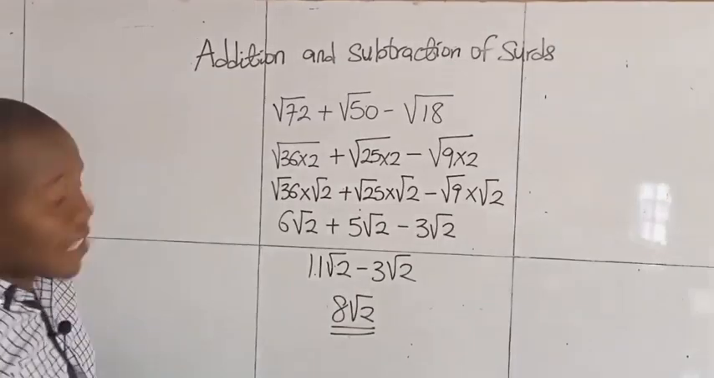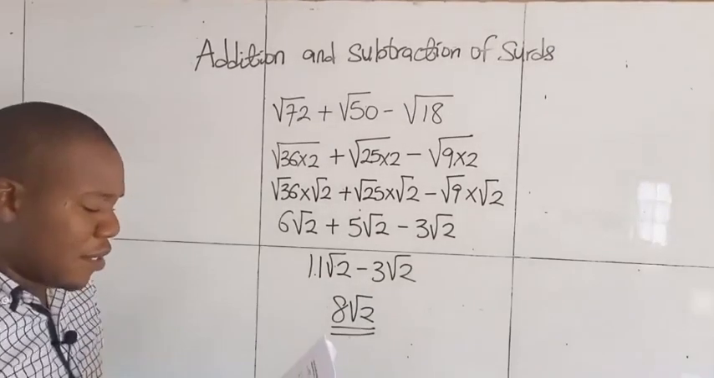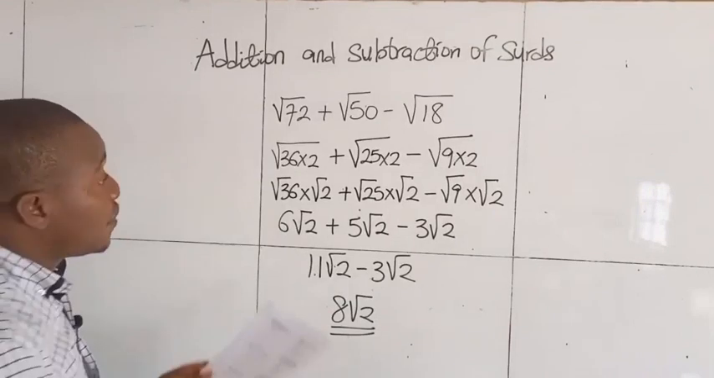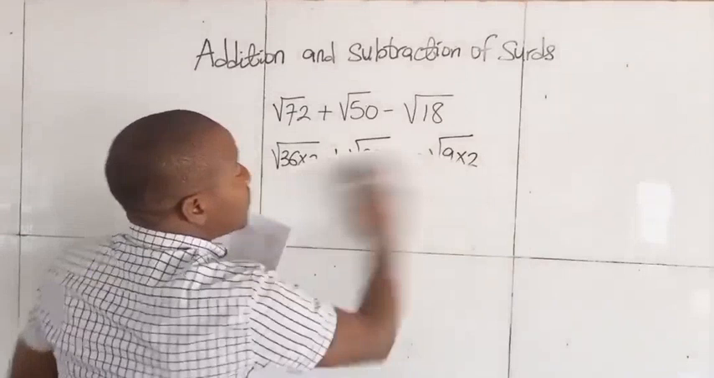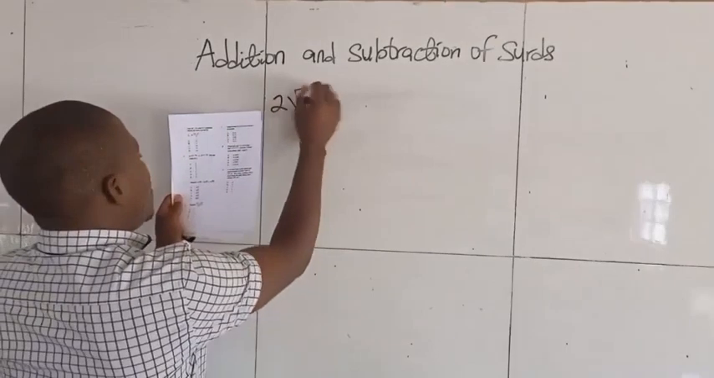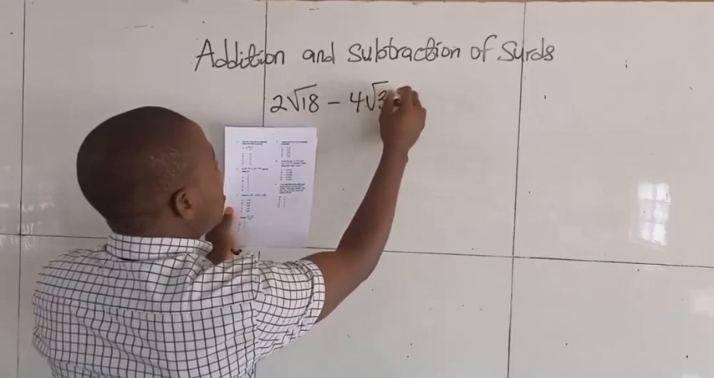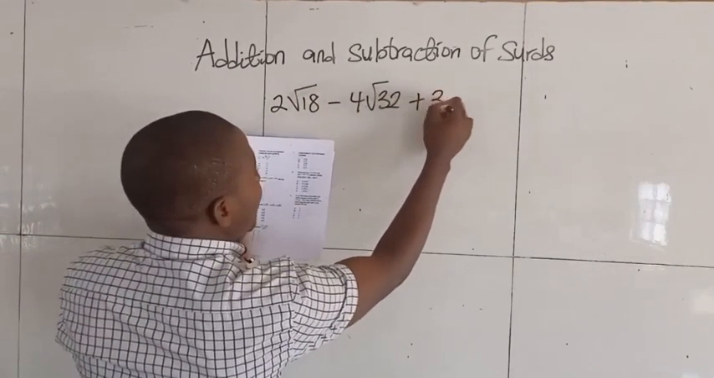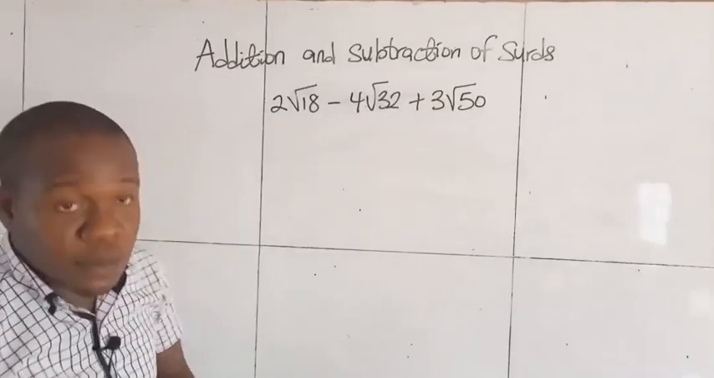I want us to look at another question very clearly. This is a NECO question this year. Objective question number 5. Very quickly, I will do that as fast as possible because of time. We have 2 root 18 minus 4 root 32 plus 3 root 50. The same thing we are talking about, addition and subtraction of surds.